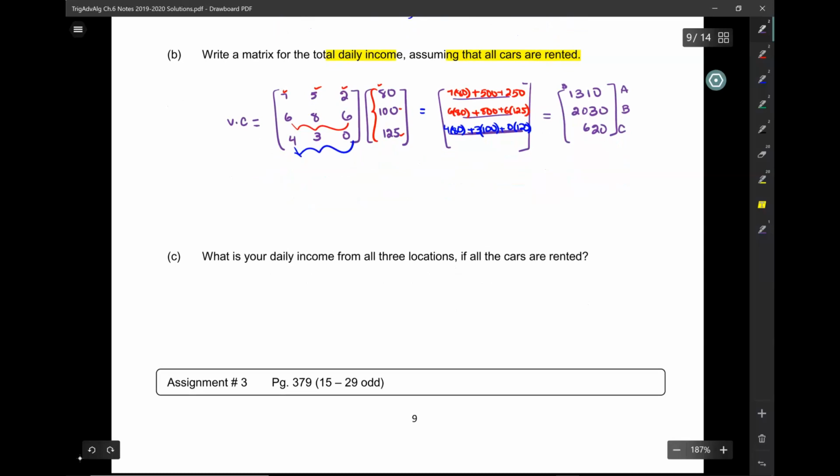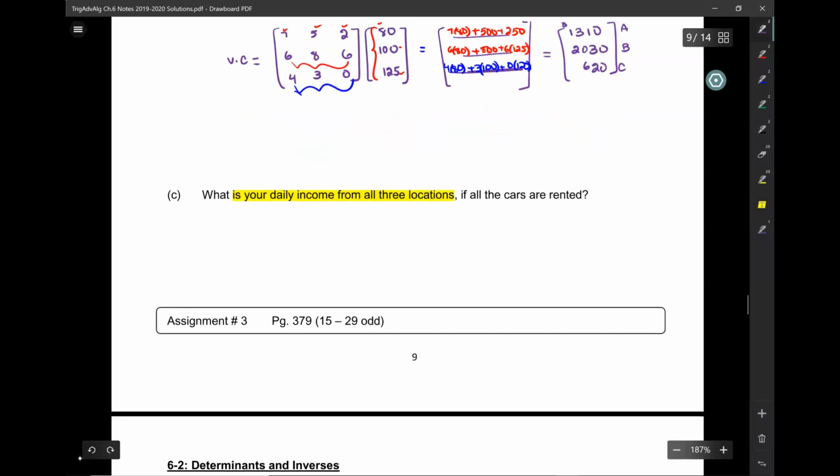Okay. What will be the daily income from all three locations if all cars are rented? So for that, you just want the combined 1,310, 2,030, 620, $3,960. That is a lot of toilet paper you can buy. Okay? All right. That's 6.4, everybody.